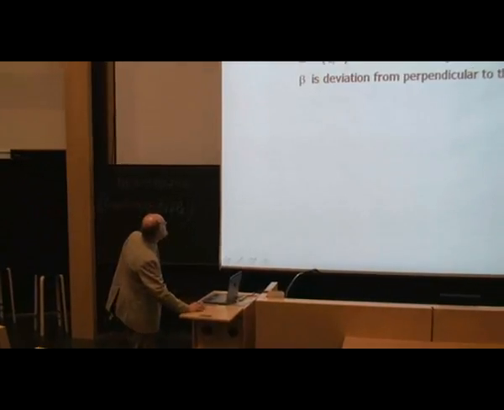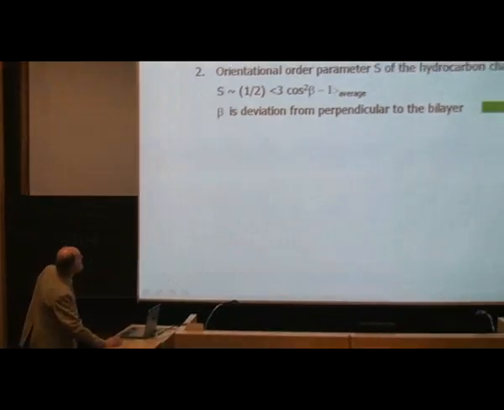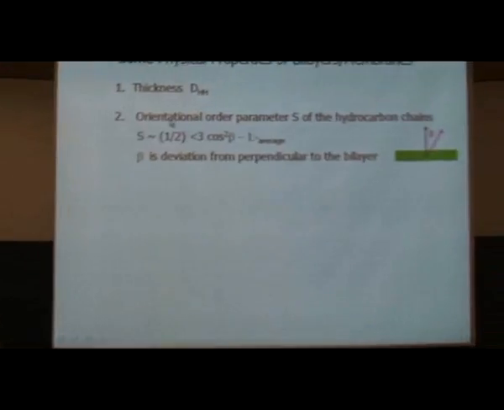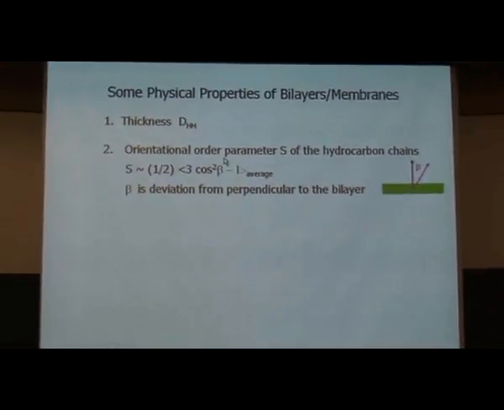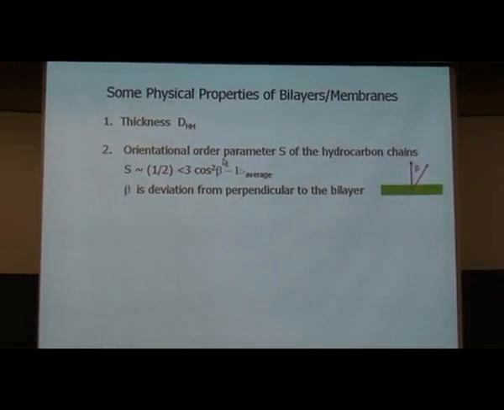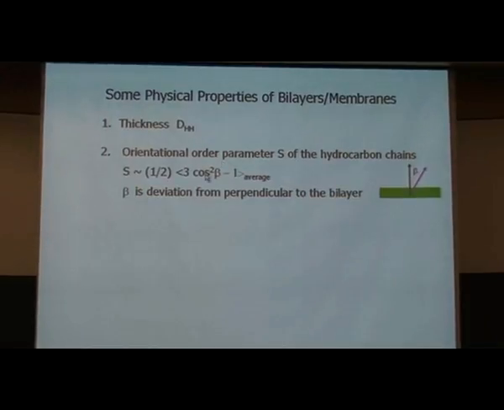So the first one is the thickness, and I'll define that better a little bit later maybe. The next one is an order parameter of those hydrocarbon chains. And the order parameter traditionally in physics is the thermal average of the second order Legendre polynomial. Okay? So the beta here is the deviation from the perpendicular to the bilayer.